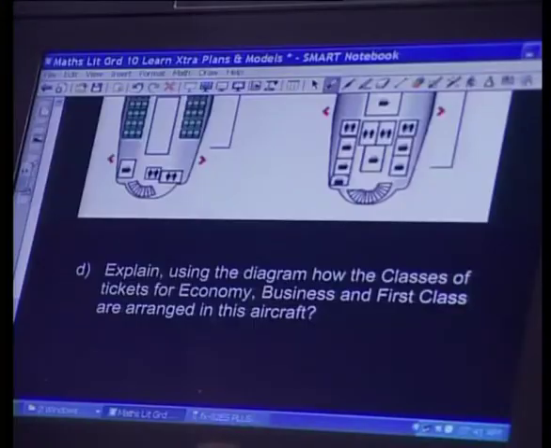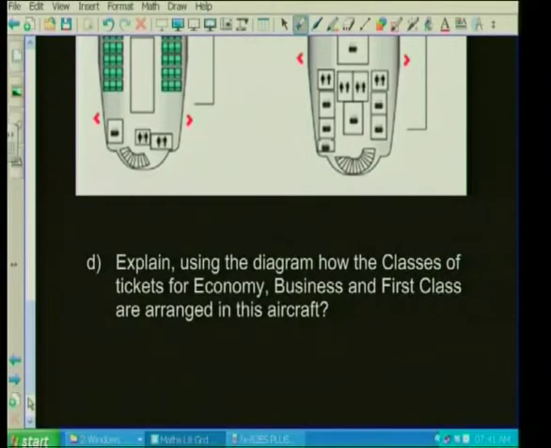Welcome back to our Maths Literacy session for grade 10 on plans and models. In our last section, we were busy dealing with a question on aircraft, and we were looking at an aircraft model or plan, a seating plan of the arrangement of the seats on the aircraft, and we're going to continue with that right now. So section D, or question D, asks us to explain using the diagram how the classes of air tickets for economy, business and first class are arranged in the aircraft.